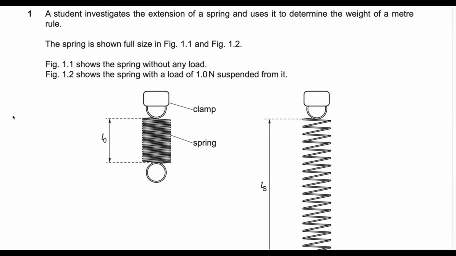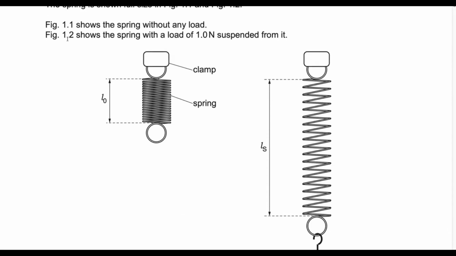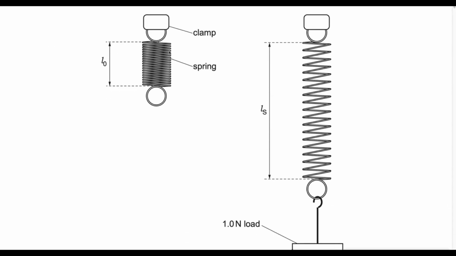Okay, so let's start from the beginning. A student investigates the extensions of a spring and uses it to determine the weight of a meter rule. So you see this is the initial length, the natural length of the spring. Then you hang a 1.0 Newton load below it. Then it is extended.